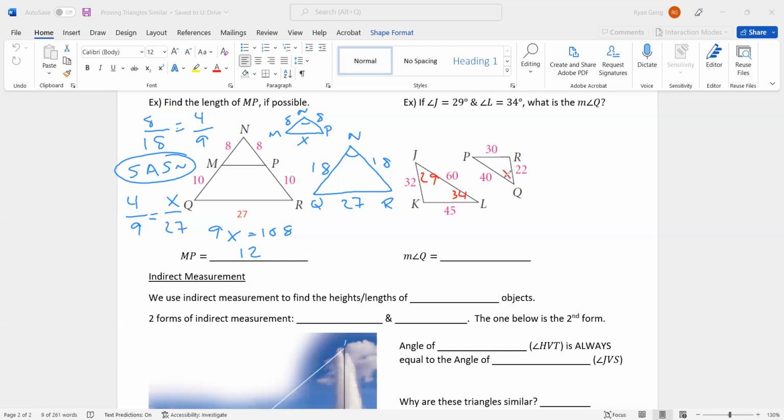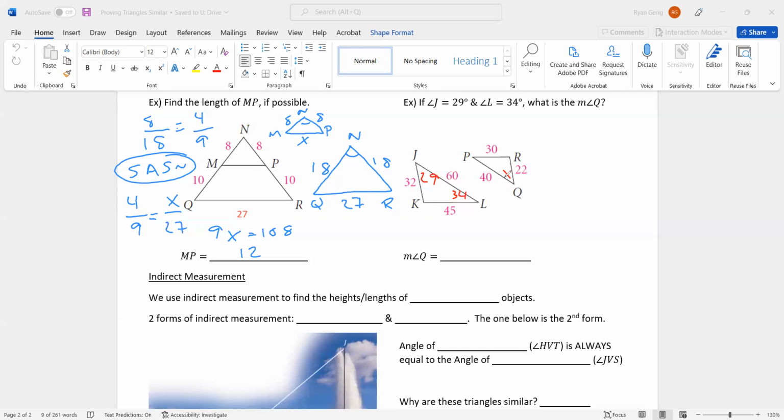Now, a lot of people are going to jump right in and say, oh, which one matches up with Q? Well, that's going to be the one that's between the long side and the short side. The long side is 60 and the short side is 32. So 29. Everybody's going to say 29 here. What did we forget to do? We did not check and see if the sides were proportional.